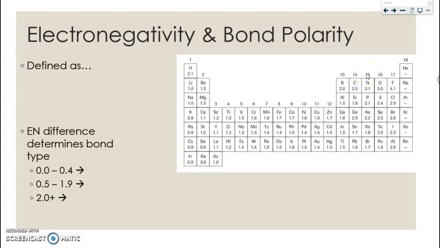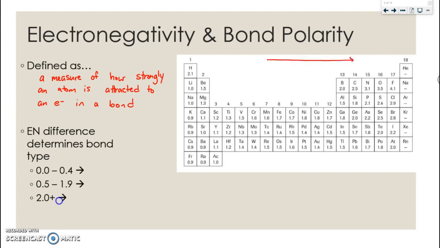Something else that we need to discuss is electronegativity and bond polarity. I'm going to write the definition for electronegativity now. Electronegativity is a periodic trend, and it is defined as a measure of how strongly an atom is attracted to an electron in a bond. As you can see from the given electronegativity chart, electronegativity is going to increase across the table, and it's going to decrease down the table.